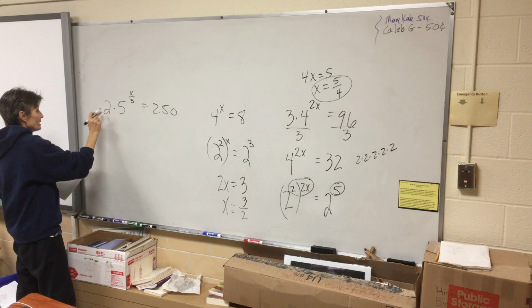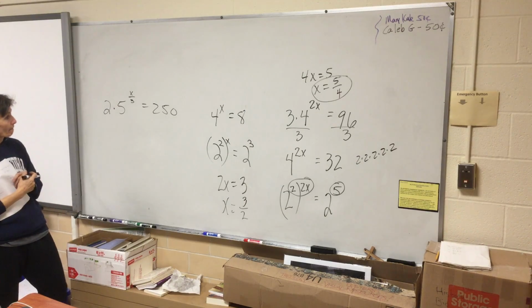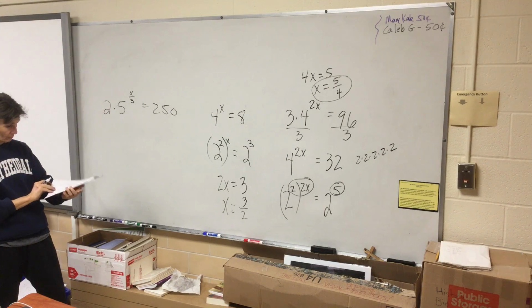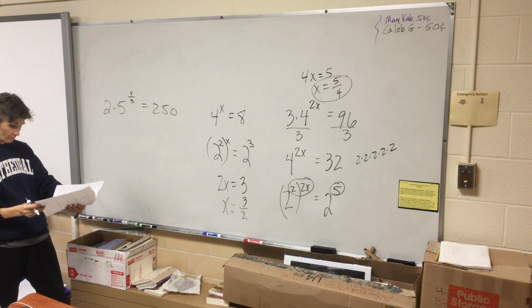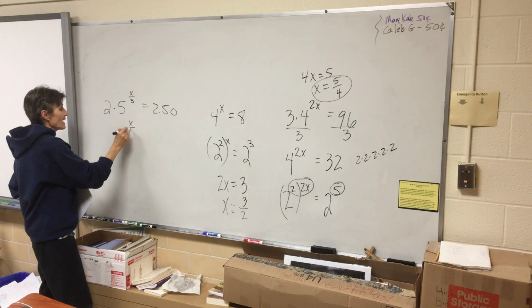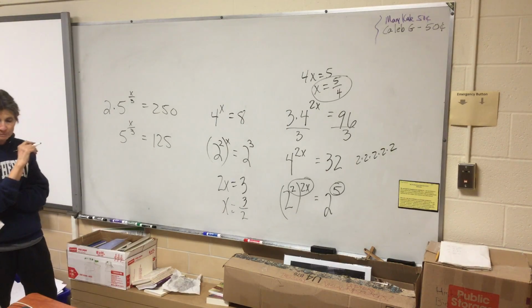What do you think about E, guys? Anything? Divide by 2. Yep. So 5 to the x over 3 equals 125. Beautiful.